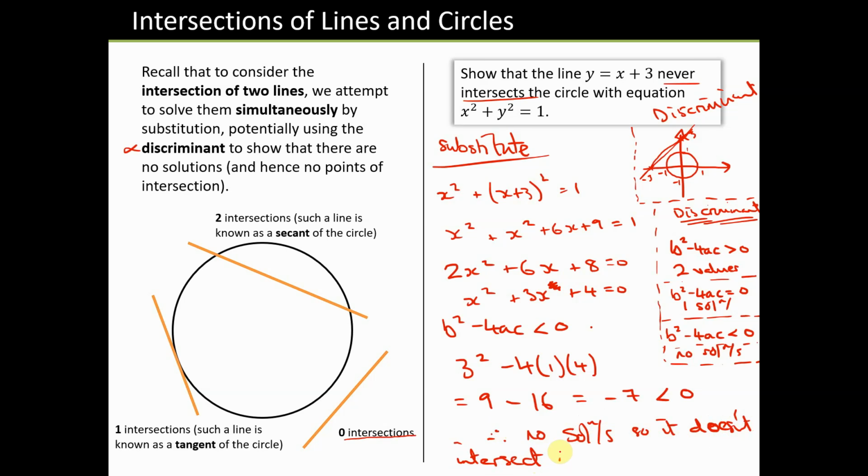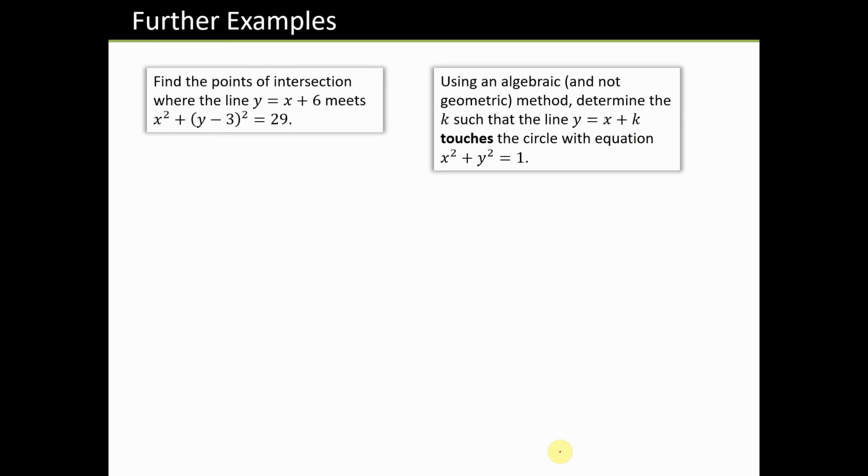So nothing crazy, it's just a very basic discriminant thing that we were doing right at the start of the year. And then we've got 2 more examples here. So this one, find the points of intersection. So by the way they've worded that question, I assume that there are going to be points of intersection.